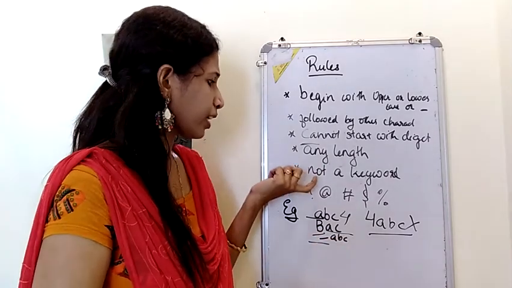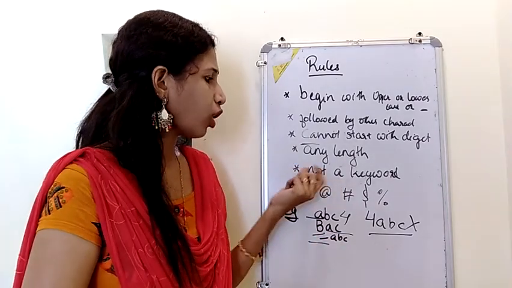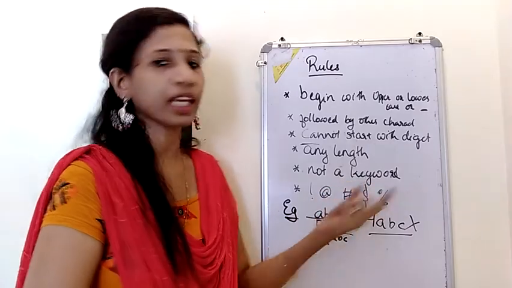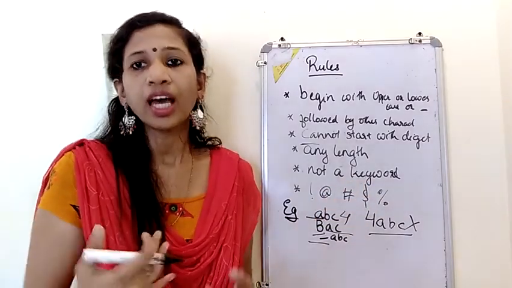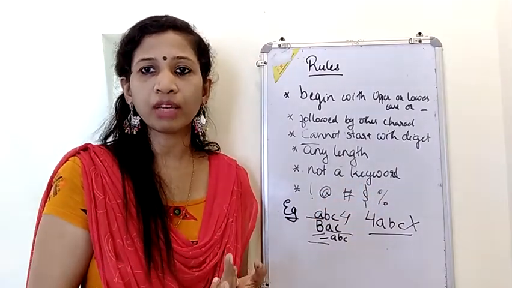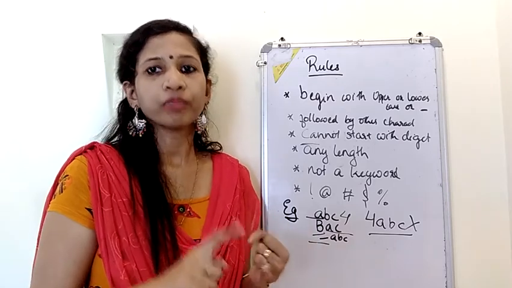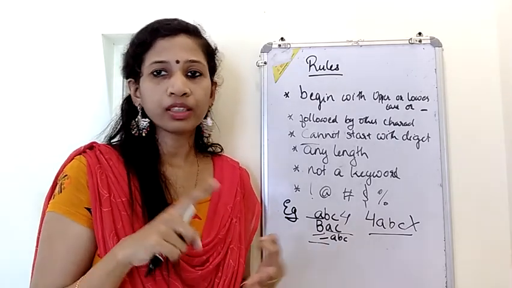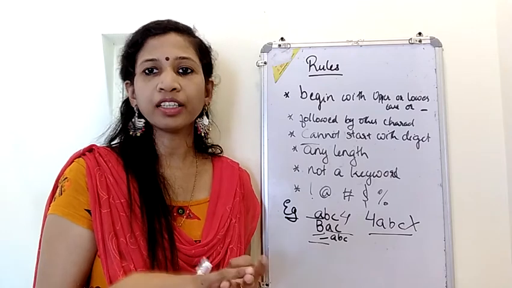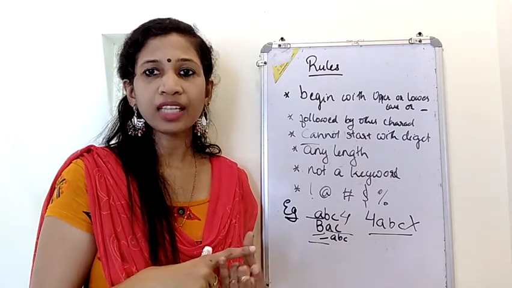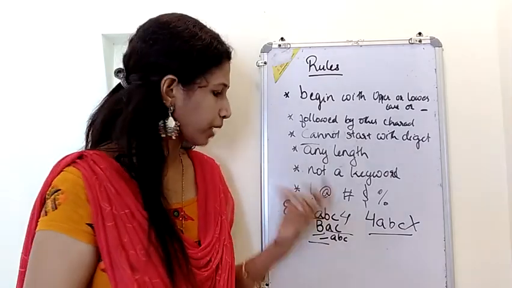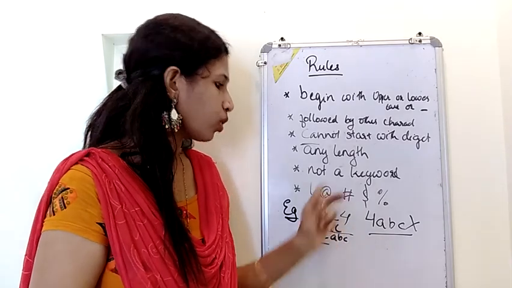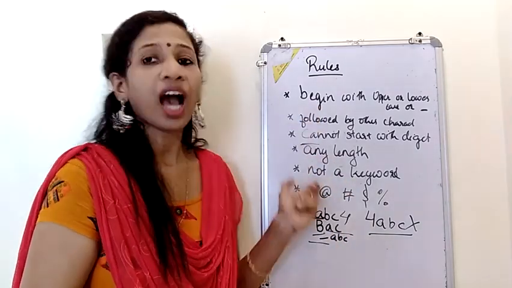Then the next rule is that it should not be a keyword. We have learned about the reserved words, keywords. Many keywords are there, that is true, false, break, continue, if, else, all these are keywords. We cannot use any keywords as identifiers.